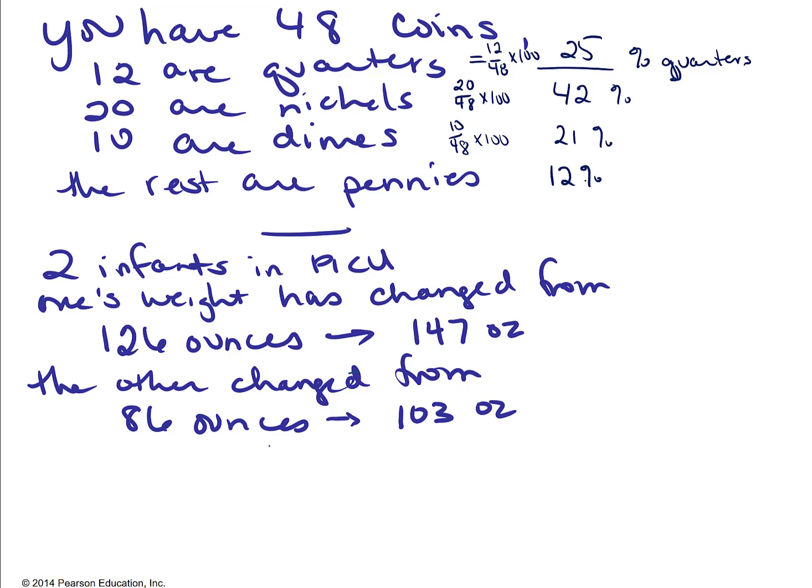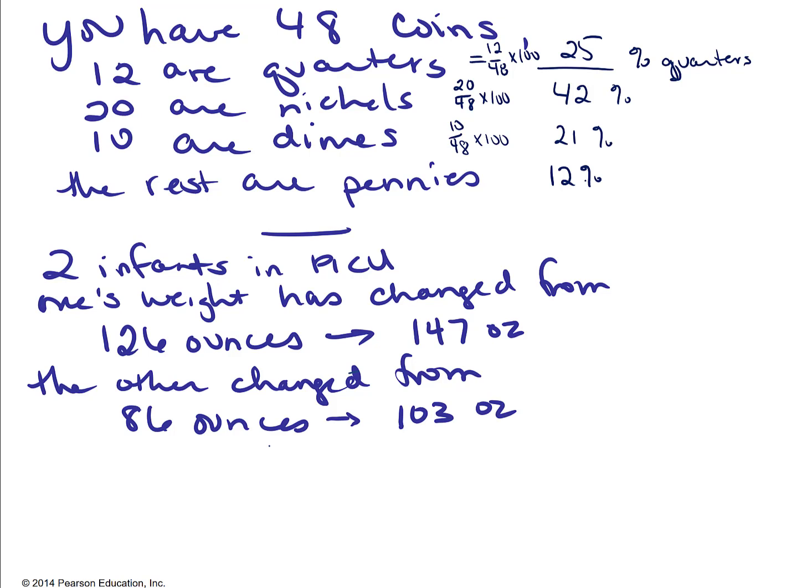So here's two infants in the perinatal ICU, PICU. One's weight has changed from 126 ounces to 147. The other's weight has changed from 86 to 103. When you first glance at them, which one do you think has actually changed the greater percent? The 86? So you think the 86 looks better, okay?